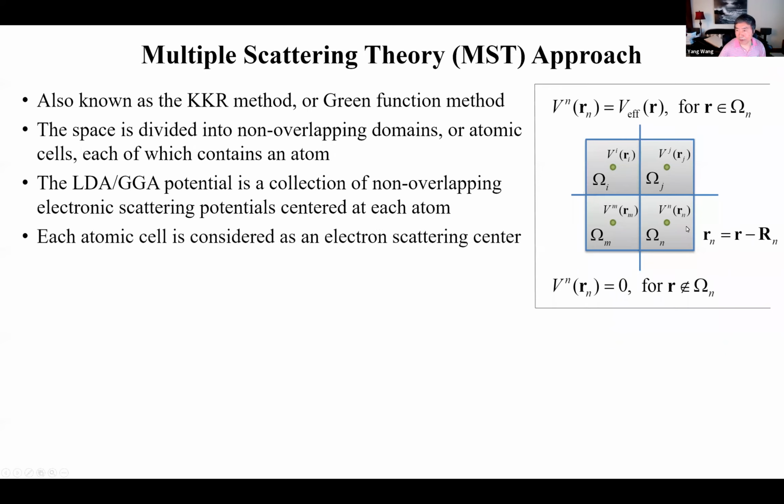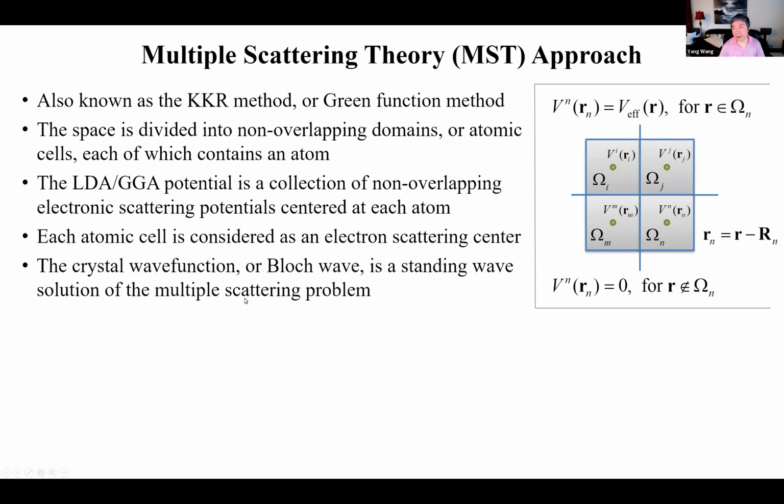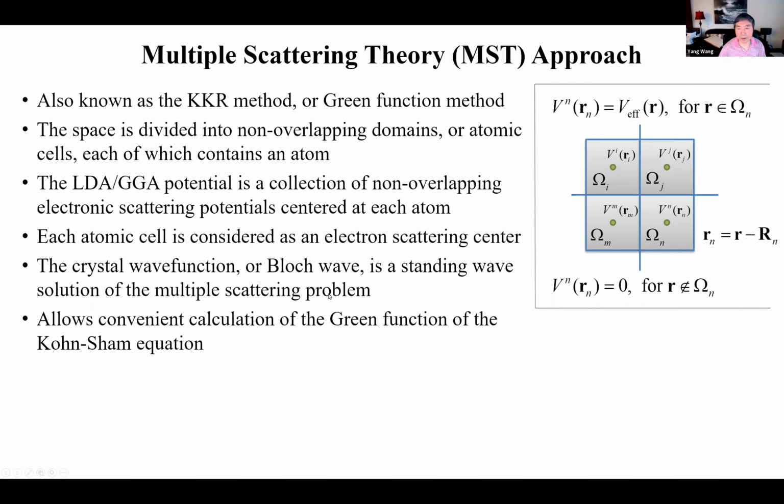So consider such a local potential as a single-site scattering center. Then the crystal wave function, it turns out, is just the standing wave solution of this multiple scattering problem. The reason it's called multiple scattering is because we have many scattering centers around in space. So this condition can be applied to solve band structure problems. On the other hand, in scattering theory, you can construct the so-called Green's function for the Kohn-Sham equation corresponding to this effective potential.